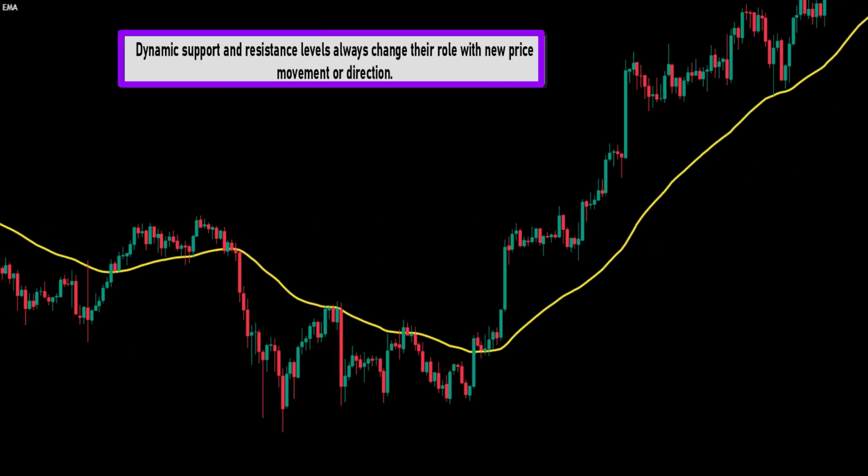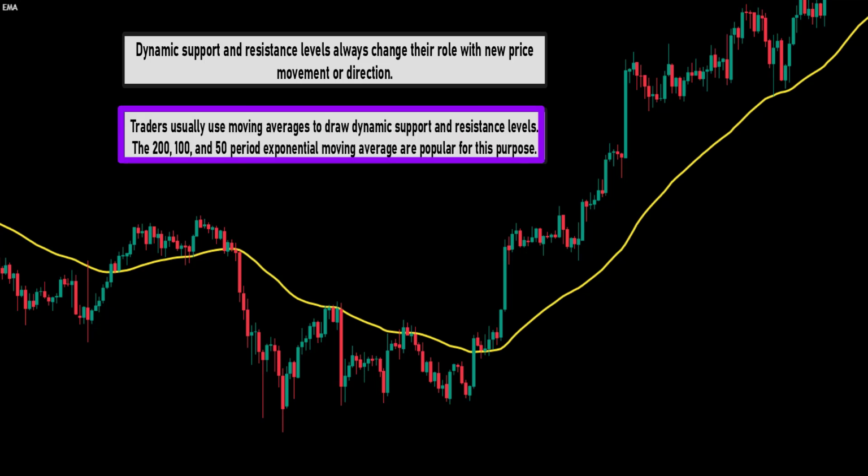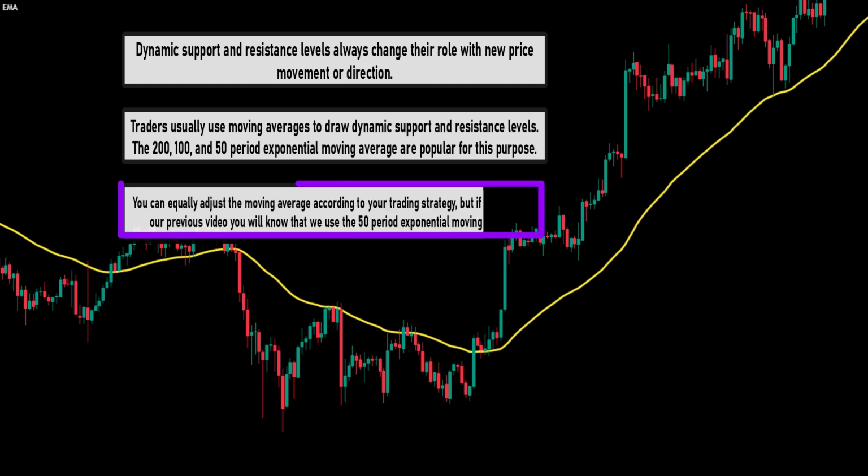Dynamic support and resistance levels always change their role with new price movement or direction. To draw dynamic support and resistance levels, traders usually use moving averages, which are automatically drawn by your trading platform. The 200, 100, and 50 period exponential moving average are very popular dynamic support and resistance levels. You can equally adjust the moving average according to your trading strategy, but if you watched our previous video, you will know that we use the 50 period exponential moving average.